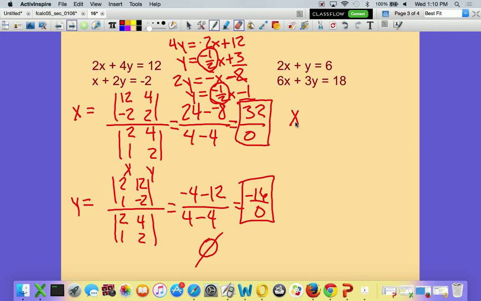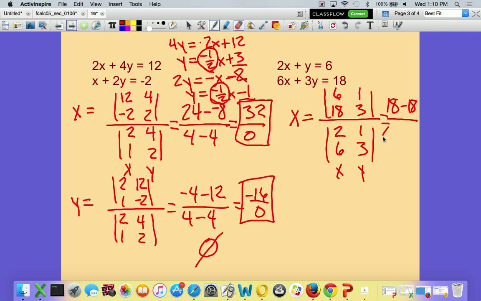Over here, we're going to have another case where if we solve for x here, we end up with, remember, x column, y column. So 2, 6, 1, 3, and then solving for x, 6, 18, 1, and 3. Do the determinant, 18 minus 18, and 6 minus 6. We end up with 0 over 0. You would get the exact same thing for y. When you get that, that means these two lines are the same line. So then, what is our solution? Well, we don't know, but we know that it is an infinite amount of solutions.